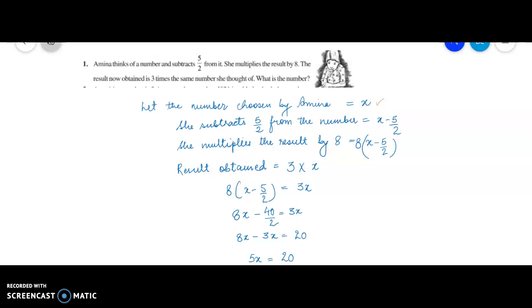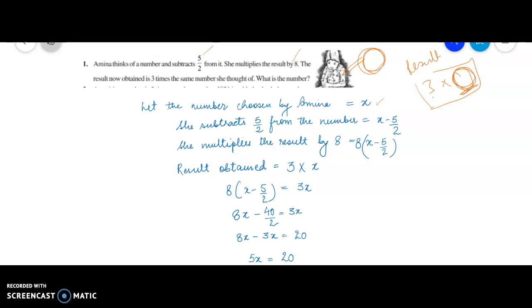So what the question is asking is: what number is Amina thinking of, right? And what she's doing is subtracting 5 by 2 from that number, and then multiplying the result by 8. The result she obtains is 3 times, that means 3 multiplied by, the same number she thought of. She's thinking of some number, we don't know what, so 3 multiplied by some number is her result. So what is the number? We have to find this number.